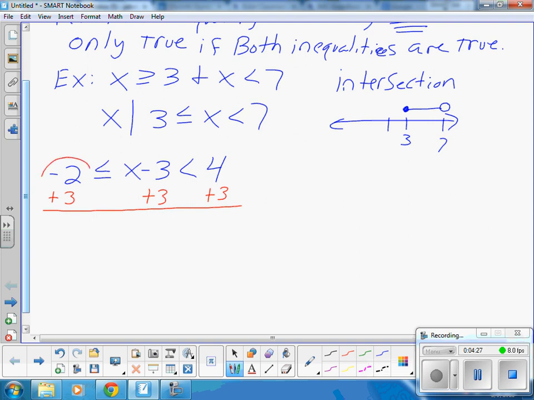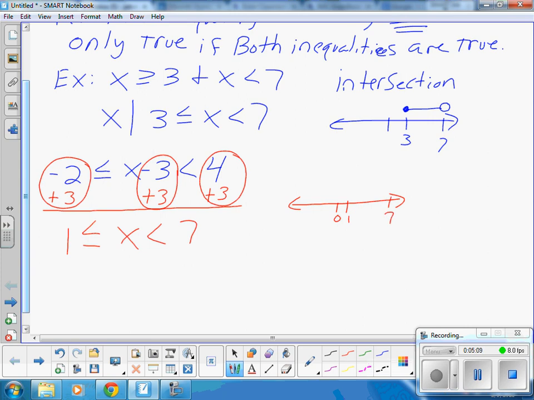I'm adding the 3 here, what it's greater than. I'm adding the 3 over here, what it's less than. And I'm adding the 3 here so I can isolate my x and just get x. So -2 plus 3 is 1, less than or equal to x, less than 4 plus 3, which is 7. So we'd have 1 less than or equal to x less than 7. Our graph will look like this: 0, 1, 7.